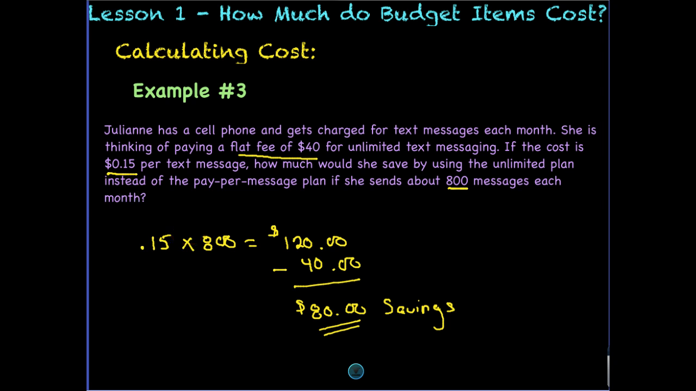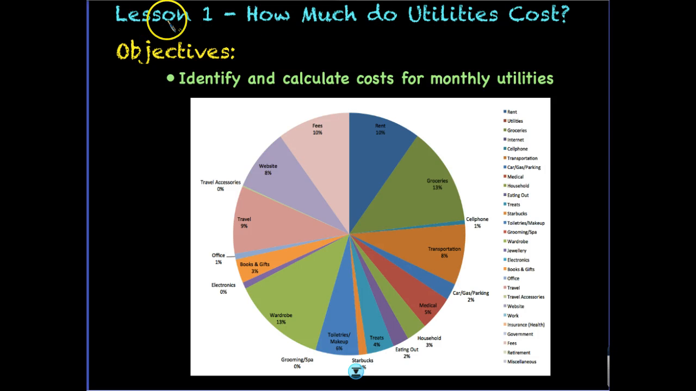Okay, that concludes our lesson today on how much utilities cost. Hopefully now you will be able to identify and calculate costs for monthly utilities, including understanding how these utility companies bill you, and perhaps it'll inspire you to read through your family's monthly bills in order to see what they are charged per kilowatt hour or per cubic foot for water or natural gas.